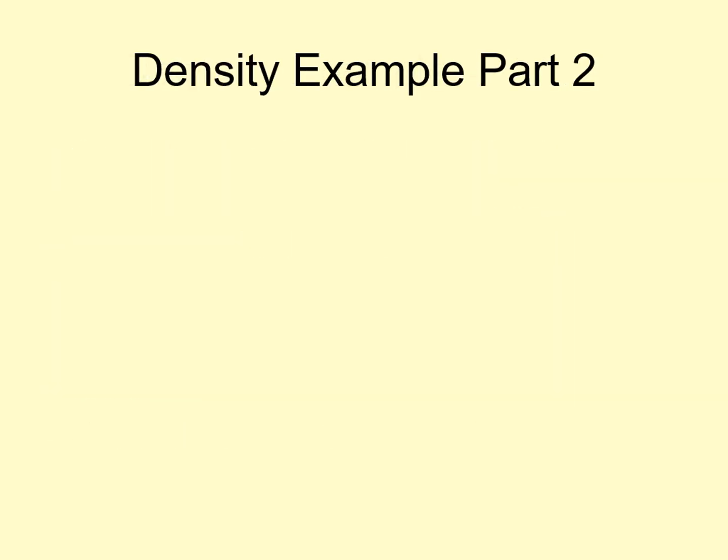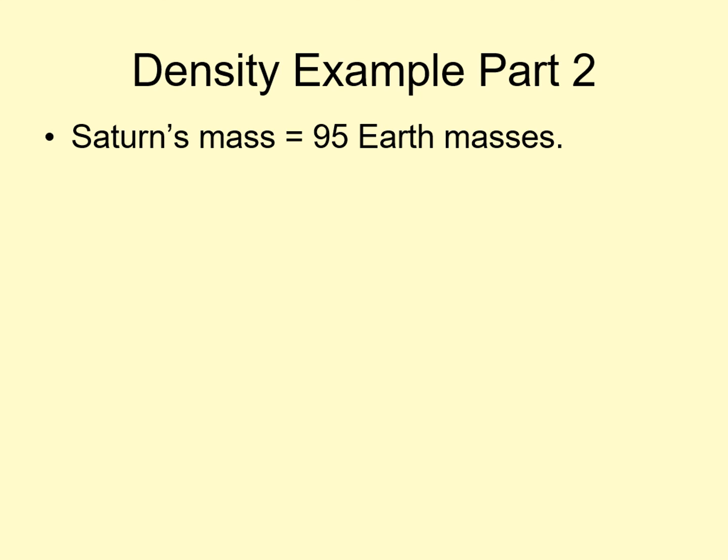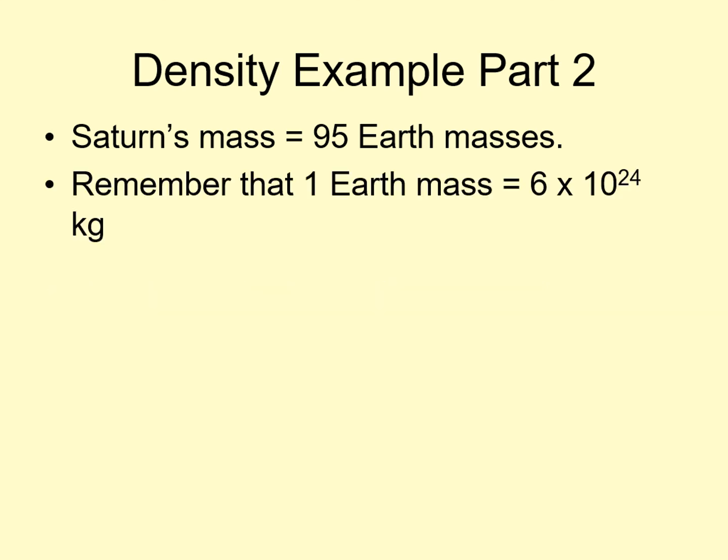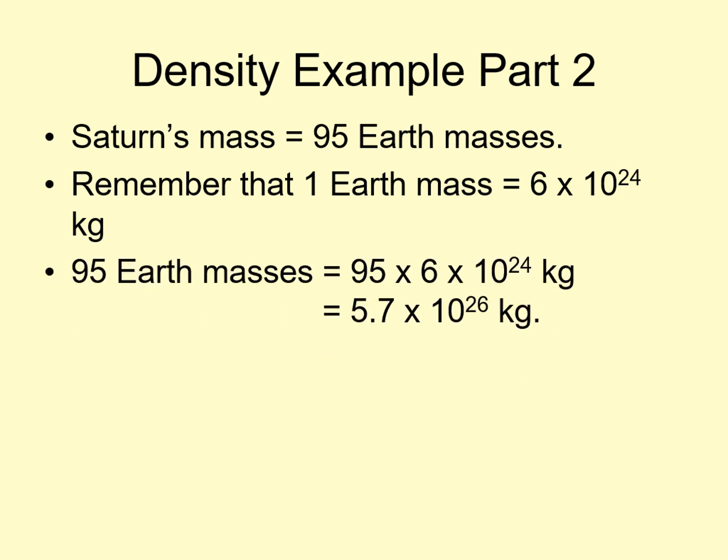Now let's do the unit conversions. We'll start with Saturn's mass. Remember that 1 Earth mass is 6 times 10 to the 24th kilograms. Since Saturn is 95 Earth masses, it's 95 times as big. So Saturn's mass is 95 times 6 times 10 to the 24th kilograms, which is 5.7 times 10 to the 26th kilograms. Notice that since we multiplied the Earth's mass by almost 100, the exponent went up by 2.